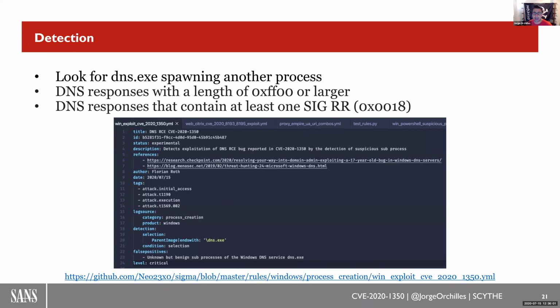Cisco also has some rules for this. It looks for two things: a DNS response with a length of 64K or larger, or responses that contain at least one SIGRed, which is 0x0018. Both of those may help you out. And again, it's something you probably haven't looked at before, so take a look and see what you have.